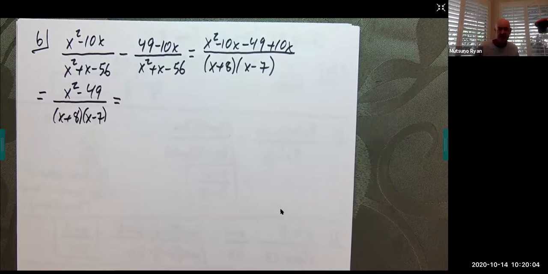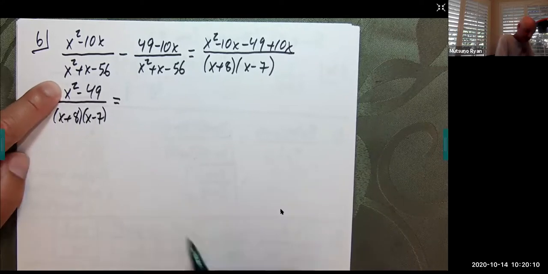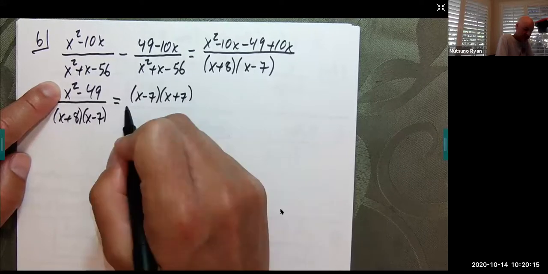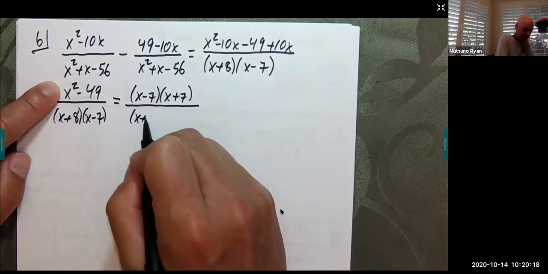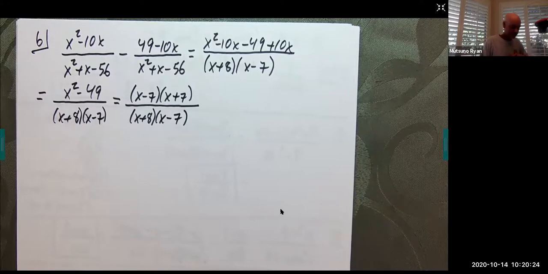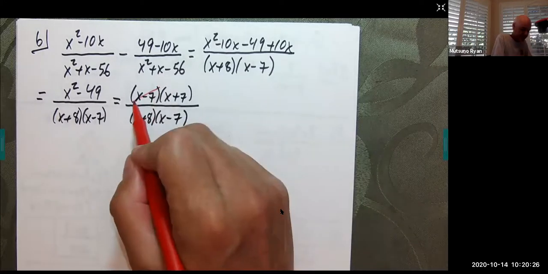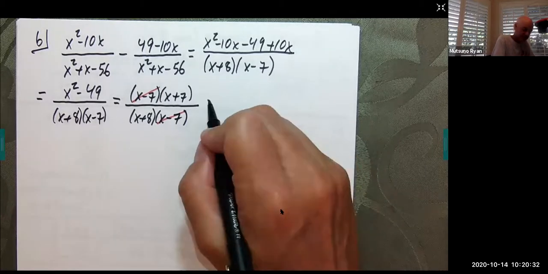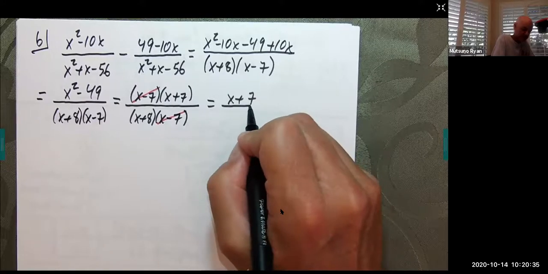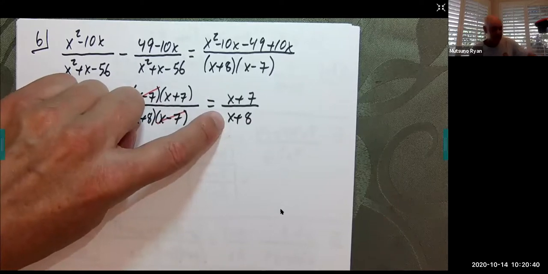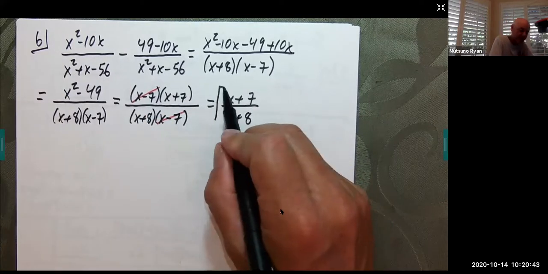Now I need to try to simplify my final fraction here. And I'm going to notice that up top I have a difference of squares. This becomes x minus 7, x plus 7. And I'm going to notice that I can reduce the x minus 7s. Once again, you might be tempted to reduce those x's. That doesn't work that way because I'm adding and subtracting in between. So this is my actual final answer.